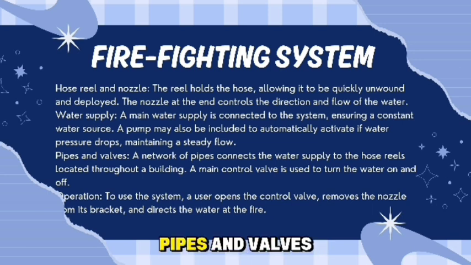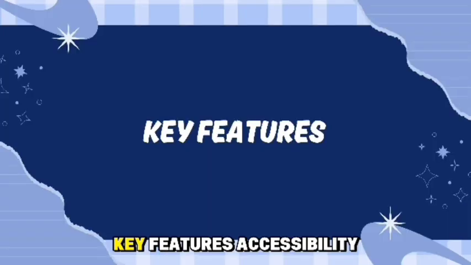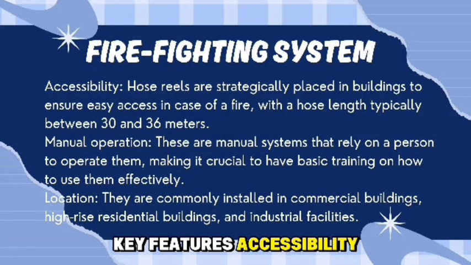Pipes and valves. A network of pipes connects the water supply to the hose reels located throughout a building. A main control valve is used to turn the water on and off. Operation: to use the system, a user opens the control valve, removes the nozzle from its bracket, and directs the water at the fire.